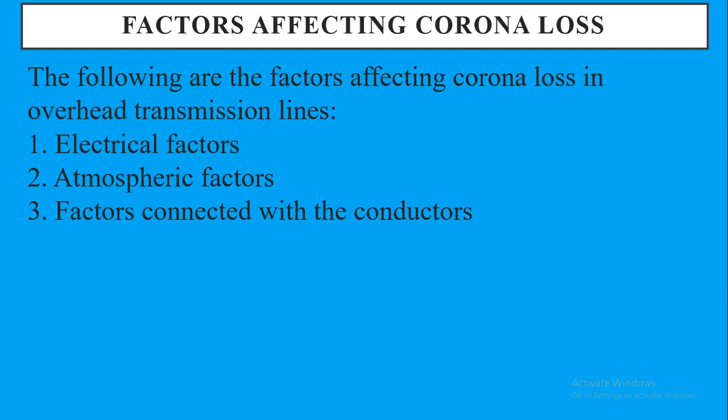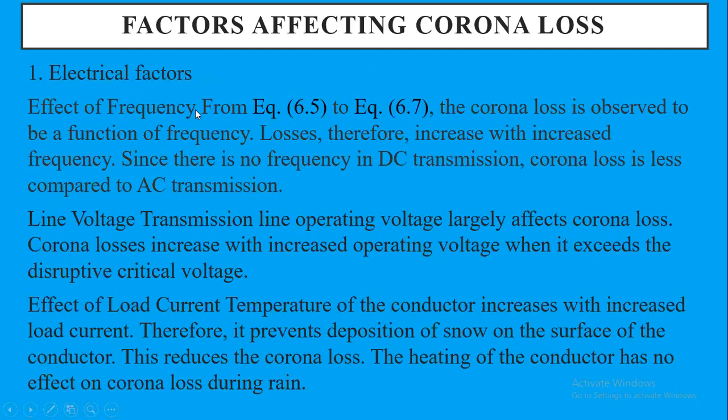Further, the following are the factors of corona loss in overhead transmission lines; obviously, in underground electrical power transmission systems there is no concept of corona loss. Number one is electrical factors, then atmospheric factors, and factors connected with the conductors. Among the electrical factors is the effect of frequency, from equation 6.5 to equation 6.7. These are the corona loss equations, the normalized Peterson formula in the Allen model specification. So corona loss is observed to be a function of frequency.